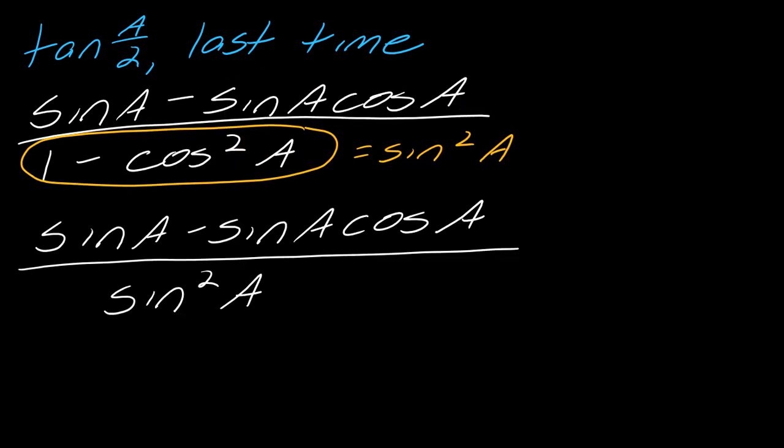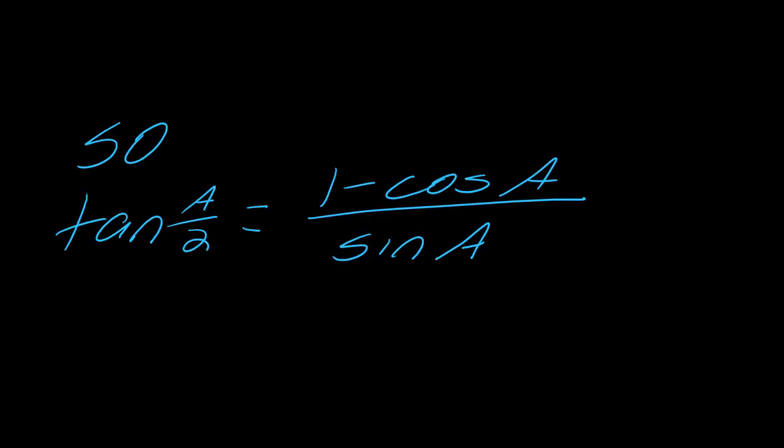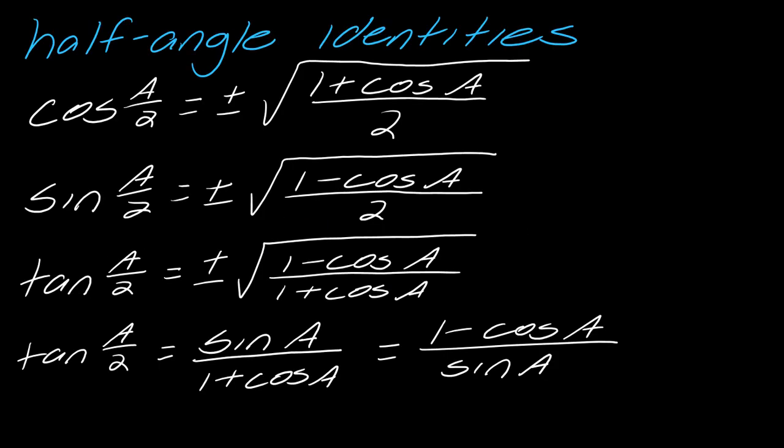Okay, so here's that substitution, and now you notice I've got sine, sine, and sine, so I can go ahead and cancel out one factor of sine throughout this whole problem. And when I do that, I'm left with 1 minus cosine a over sine a. So we also have that tangent of a over 2 equals 1 minus cosine a over sine a. All right, so in summary, these are all the half-angle identities.